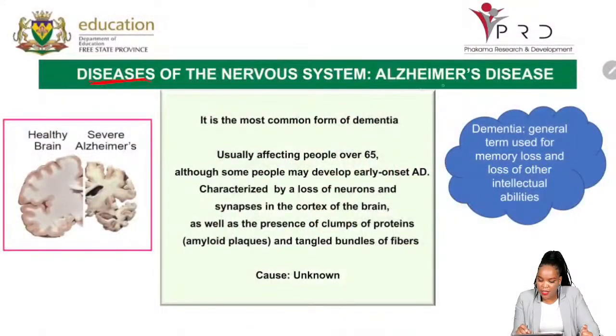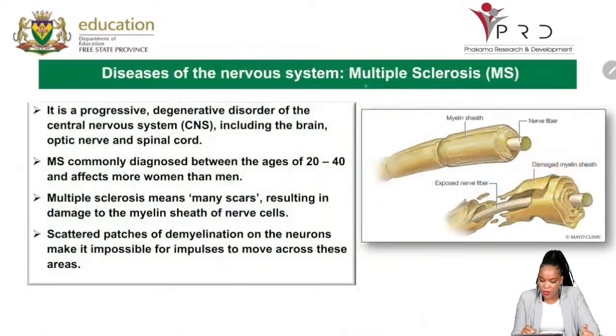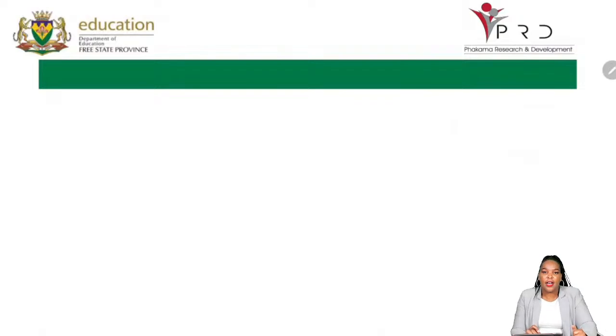Please go through also the diseases of the nervous system, Alzheimer's disease and multiple sclerosis. Remember, we spoke about multiple sclerosis. Here it is, multiple sclerosis. Those are the two diseases of the nervous system. Then we will start with the other response to the environment.